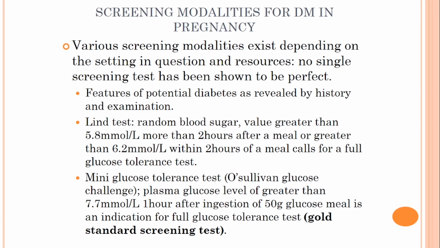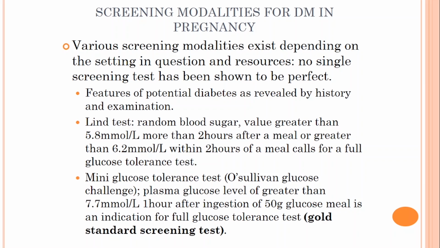First line screening has to do with detailed history taking and examination of the patient with a view to looking for features of potential diabetes. What are the features? Family history of diabetes, previous history of gestational diabetes, history of fetal macrosomia, persistent glycosuria in the index pregnancy, previous history of unexplained stillbirth, and so on.